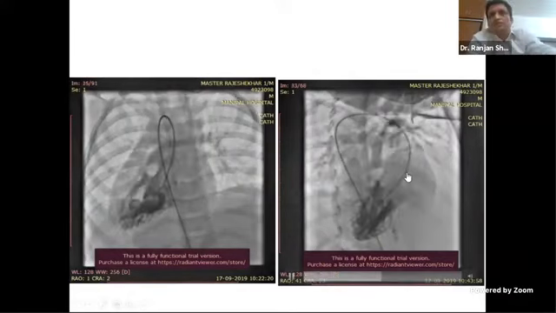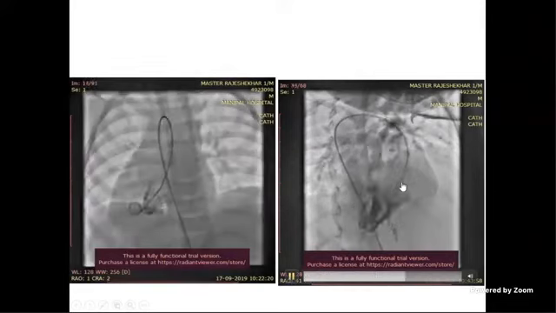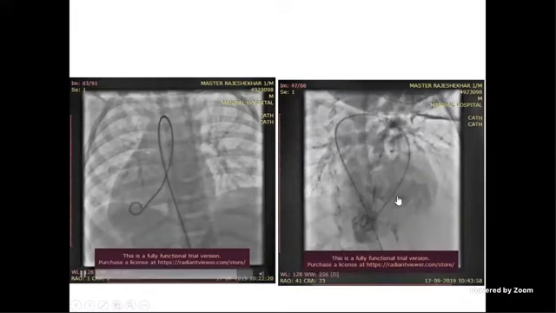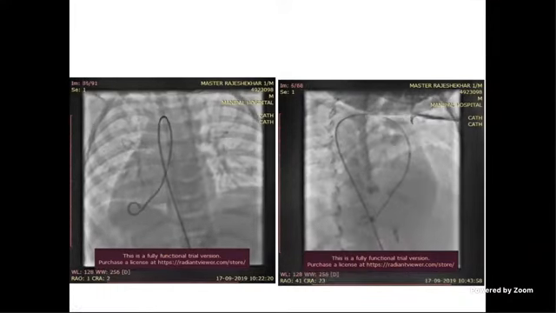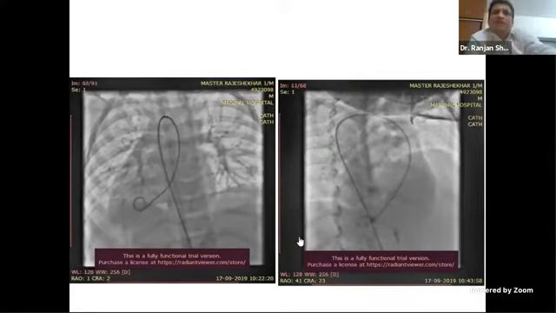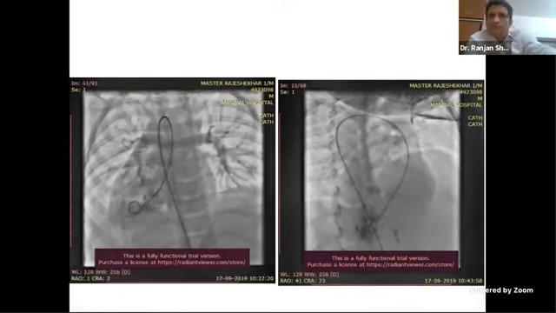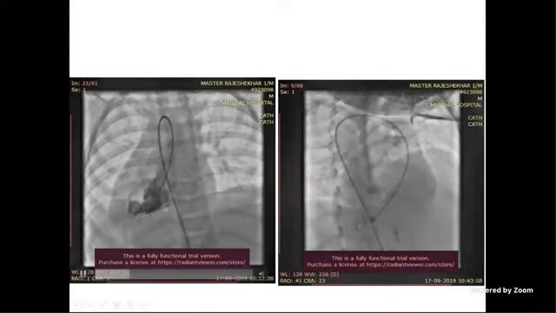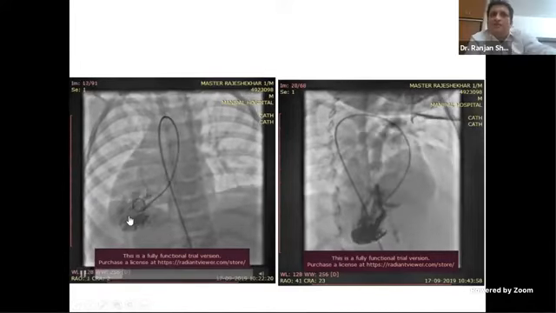Yes, sir. Diagnosis? Dextrocardia with TGA, transposition. Why do you think TGA? The chamber is RV or LV? Sir, it is coarsely trabeculated, so maybe RV, sir.